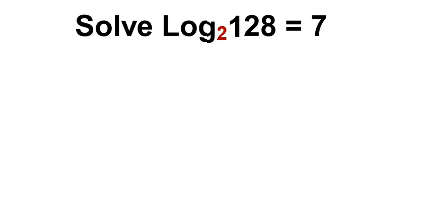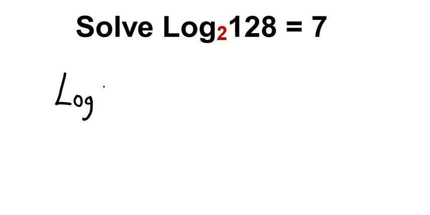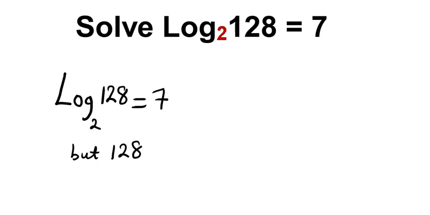Solve log 128 to base 2 is equal to 7. Here we are required to show that log to base 2 of 128 is equal to 7. Here is going to be log 128 to base 2 is equal to 7. But 128 is equal to 2 raised to power 7. When you multiply 2 seven times, you are going to get 128.